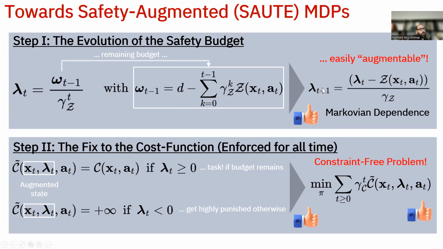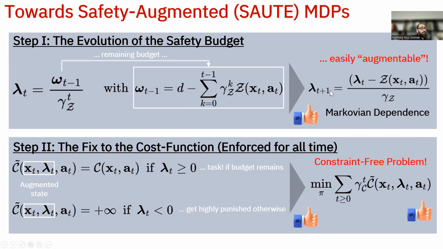And we were able to show that lambda t plus 1 is a function of information that is only available at time t: lambda t and z of xt, at. Because this has a nice Markovian dependence, now I can define a new state space, which is x cross lambda. It's the standard state space, but it also has this lambda, which we need, of course, to define its cost and its transitions. Okay, good.